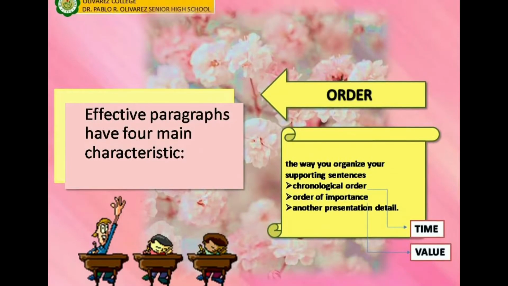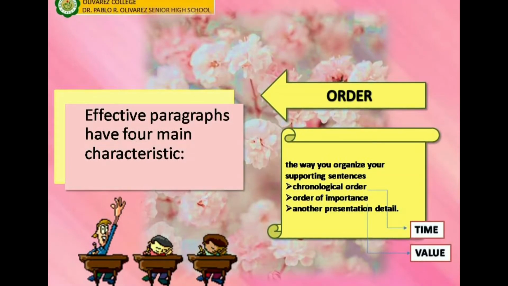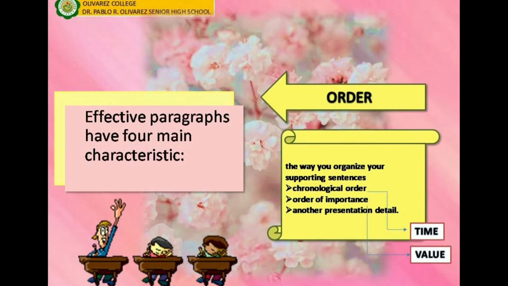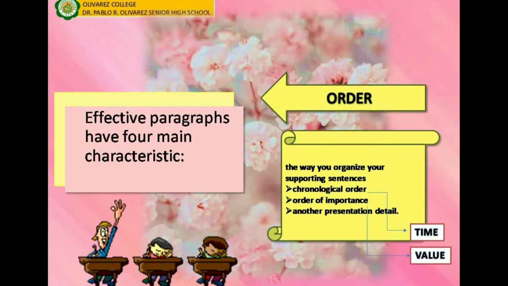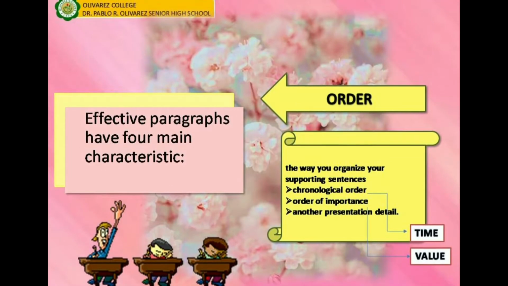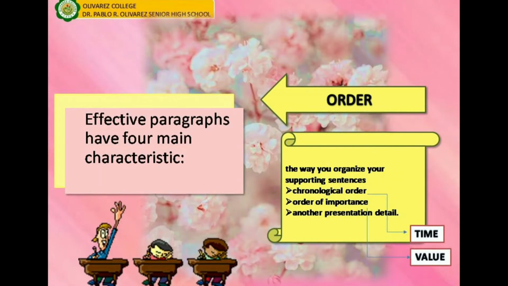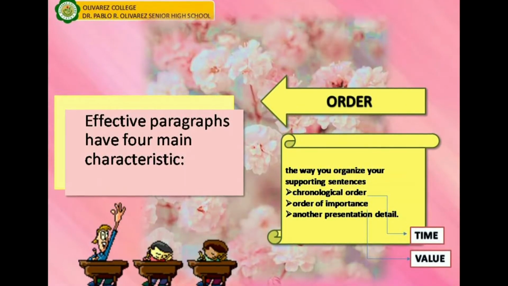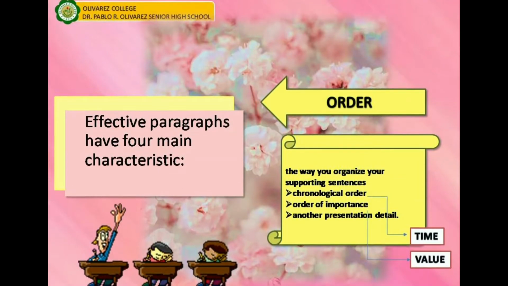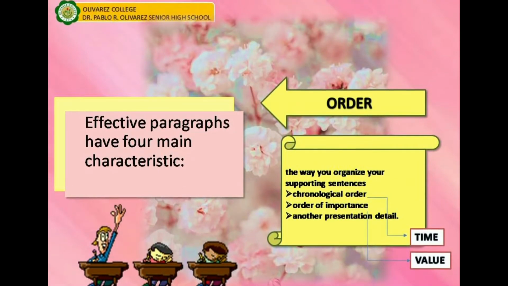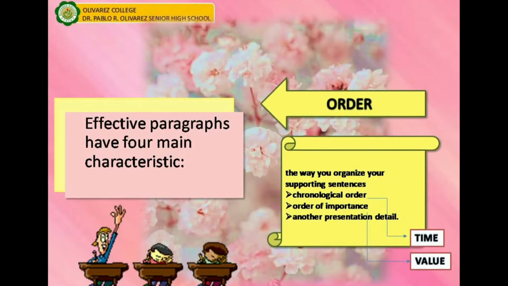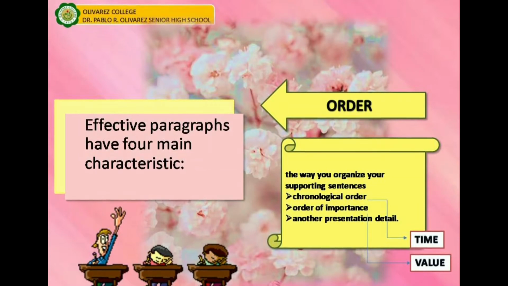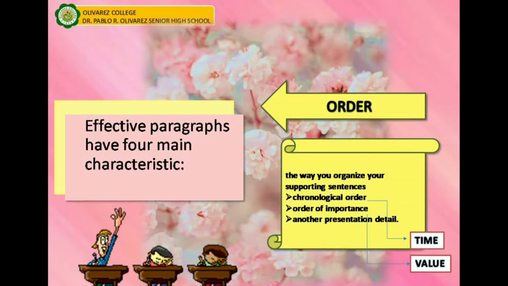The next one is order. Order refers to how you organize your supporting sentences. It can be in chronological order, order of importance, or any other presentation detail. When we say chronological order, it refers to the arrangement or listing of ideas related to time. While in order of importance, writers arrange the ideas according to hierarchy of value. It can be structured from most important to least important, or least important to most important.